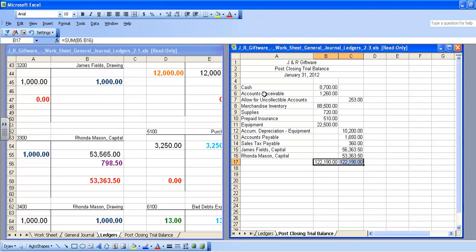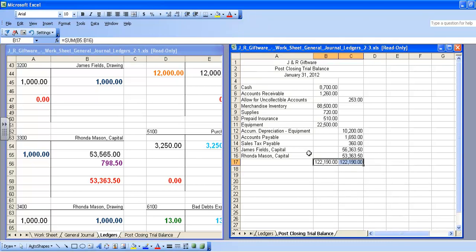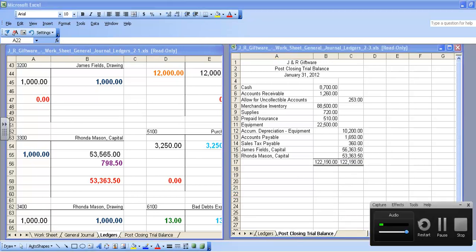Okay, once they equal, you're going to double rule or double underline and your document is complete. I hope this helps you understand adjusting and closing entries.